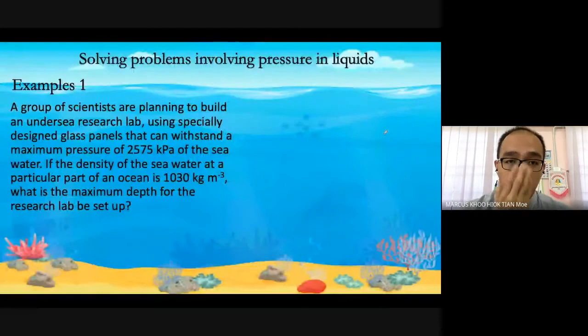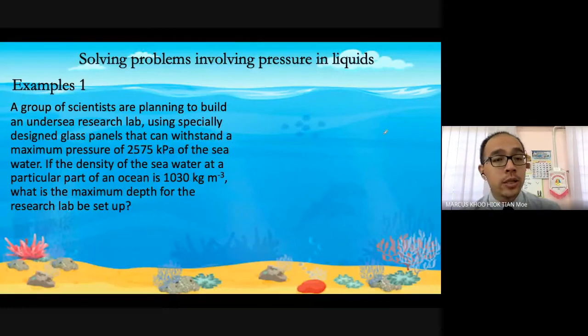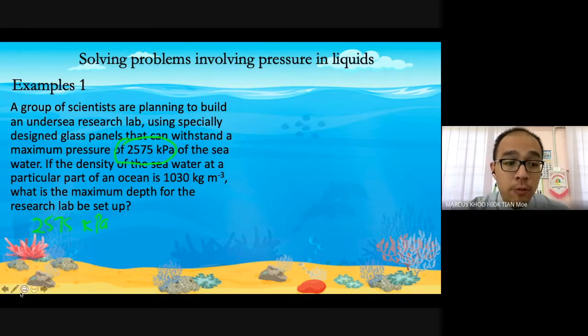All right, so let's look at a few problems that involve pressure in liquids. These are a couple of calculation questions. They say that a group of scientists are planning to build an undersea research lab using specially designed glass panels that can withstand a maximum pressure of 2575 kilopascal. Let's talk about this. We know that the pressure unit is Pascal. So if it's a kilopascal, what do we need to do with this 2575 if I want to change it to Pascal? Anyone? How do I change kilopascal to just Pascal?